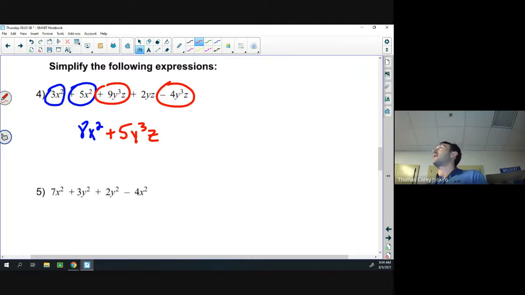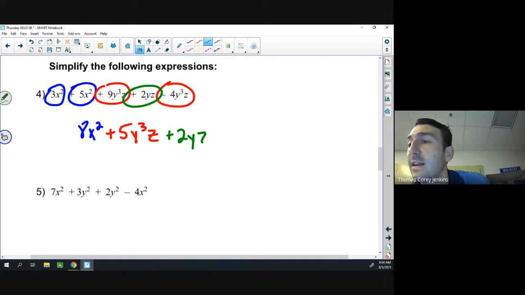If I have a z variable, I don't normally make my z's like that in real life, but those look a lot like a 2, so I like the little whatever mark you would call that. And then we just have plus 2yz.